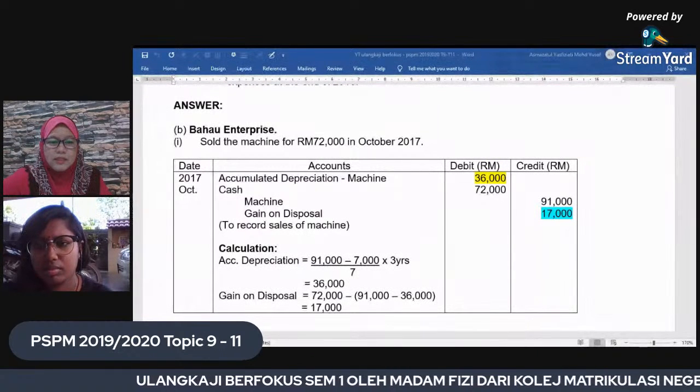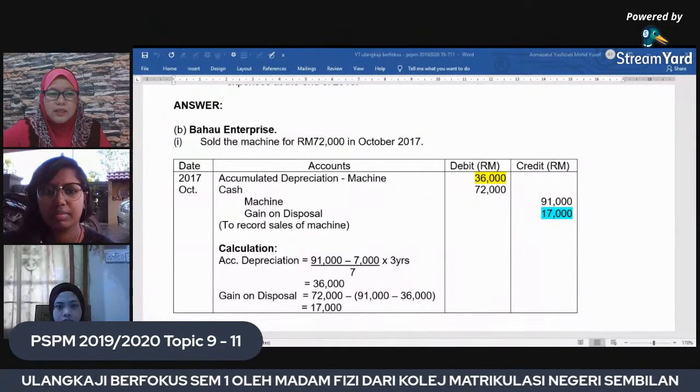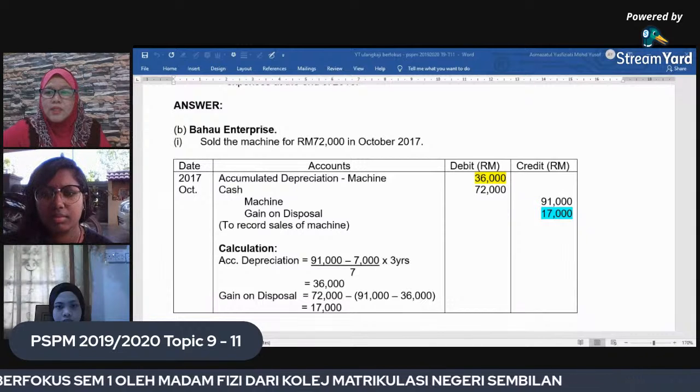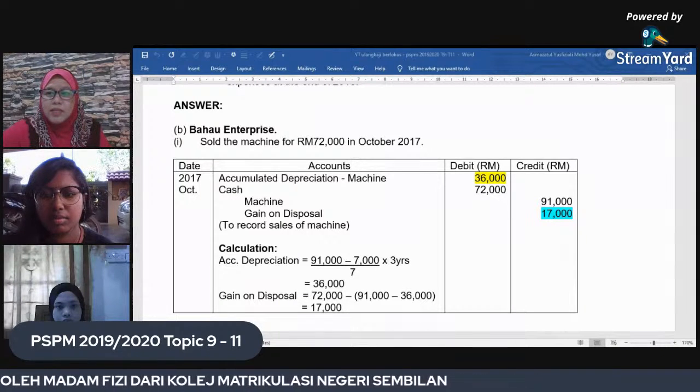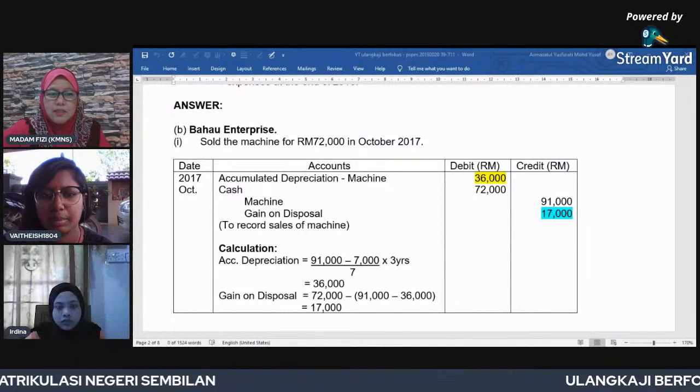Tak ada. Okay. Sekejap saya turunkan banner sebab Irina tak nampak. Okay.